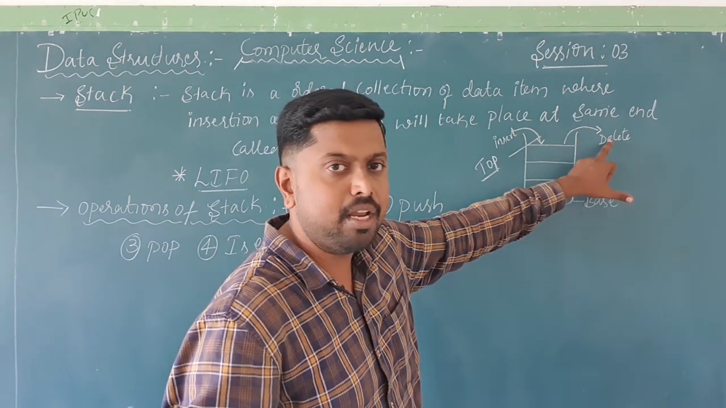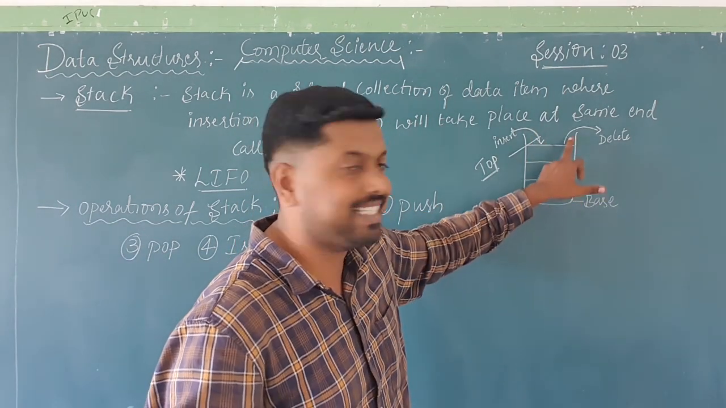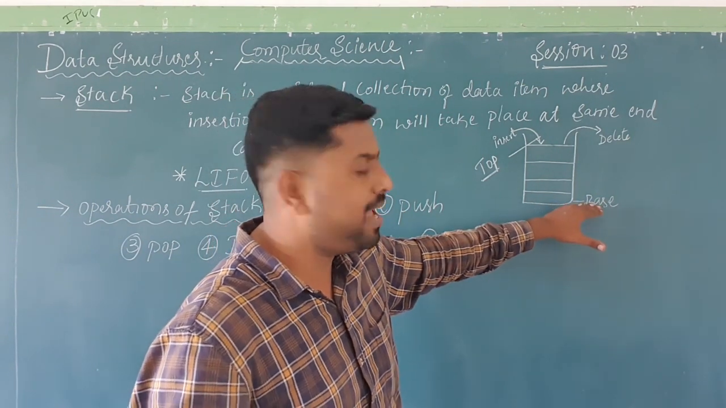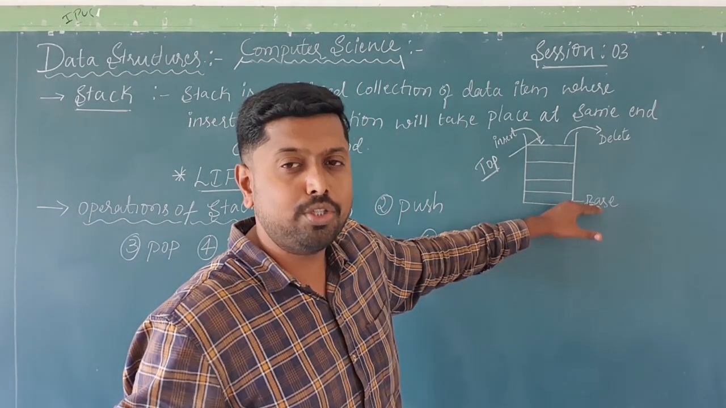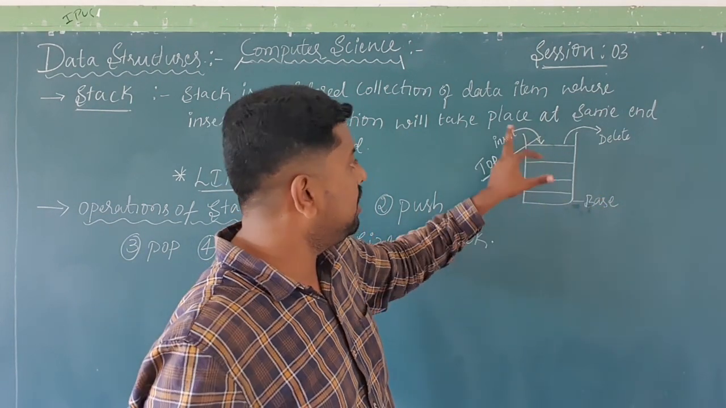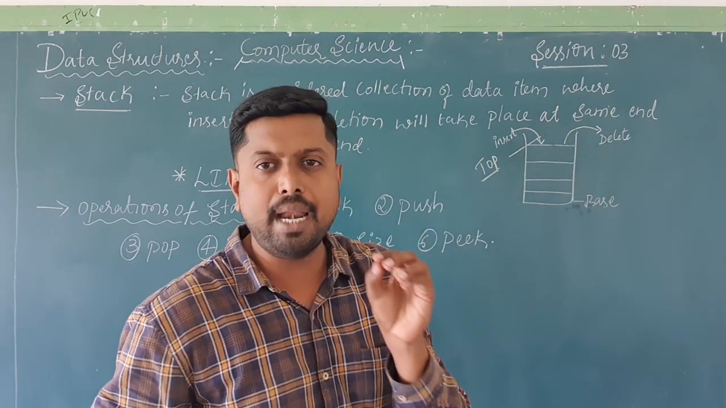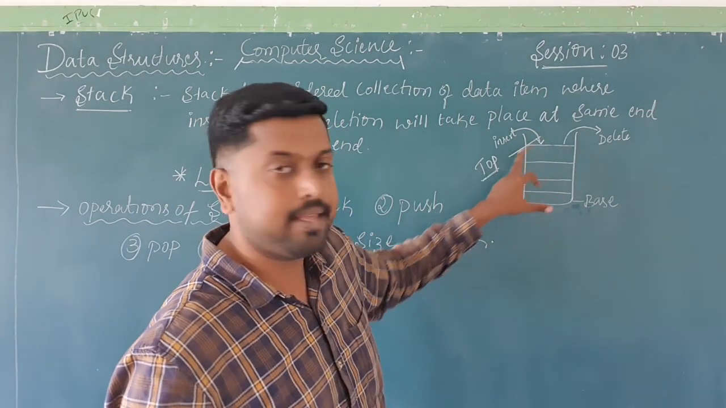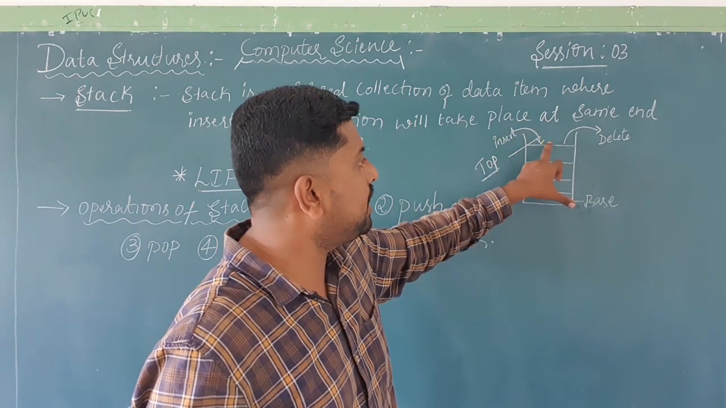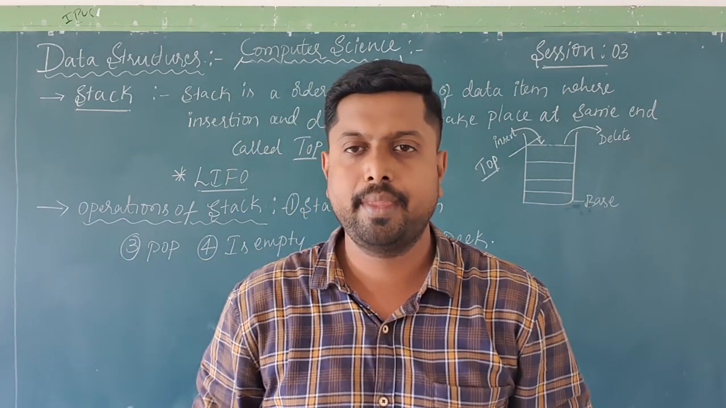Insertion and deletion will take place at the same end because it is a closed vessel. It is a closed data structure. At the other end, the base end, we use it just to store the data items, not to delete. Hence, insertion and deletion will take place at the common end. That end is what we call the top end. By this end only, inserting and deleting of an element will take place.